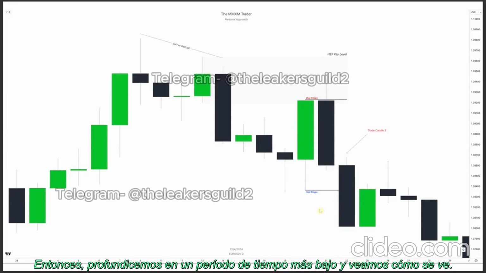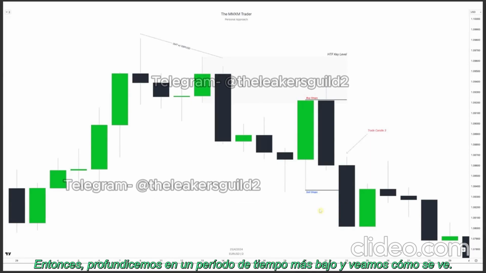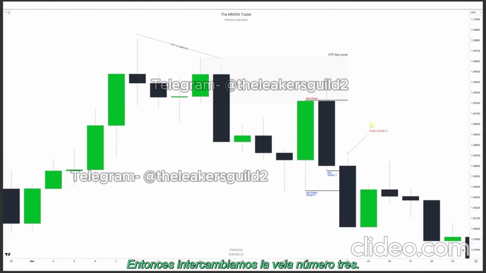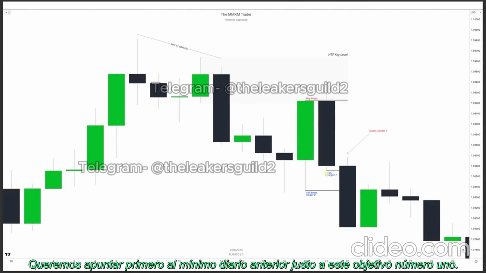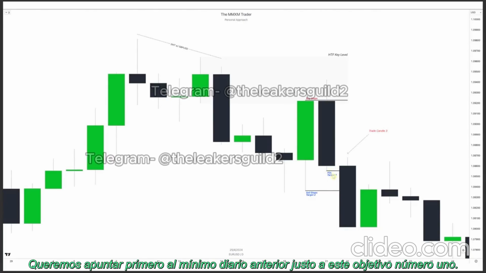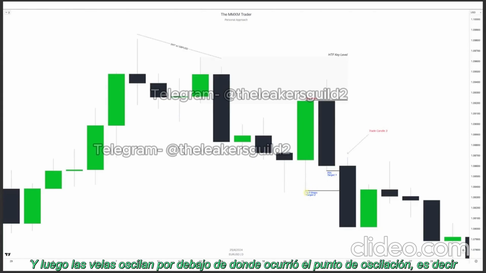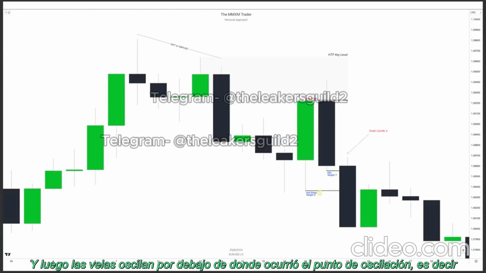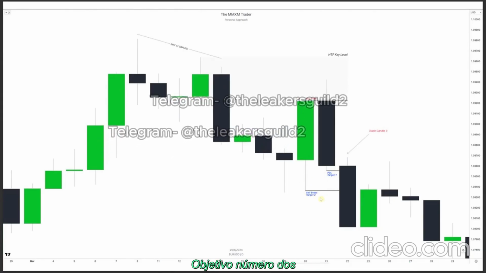So let's dive into a lower time frame and see what that looks like. So we trade candle number 3. We want to be targeting the previous daily low first of all. That is target number 1, and then the candle's range low of where the swing point occurred. That is target number 2.